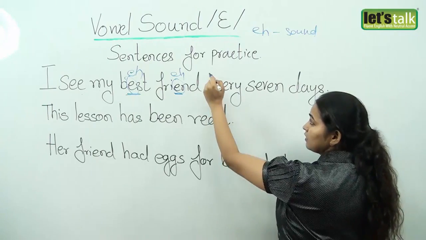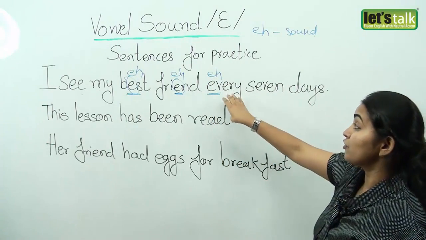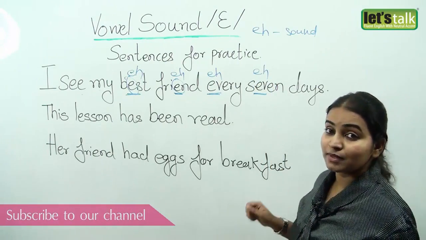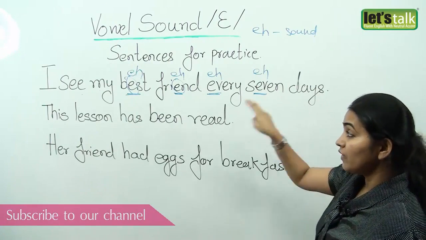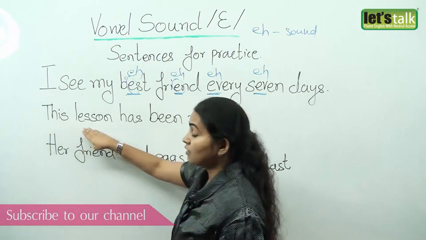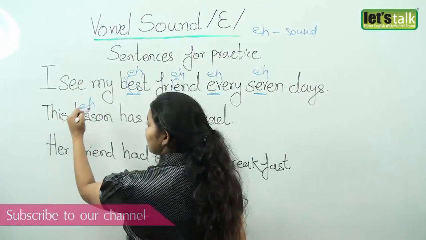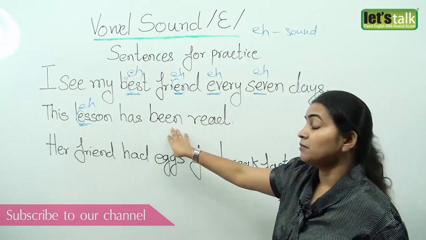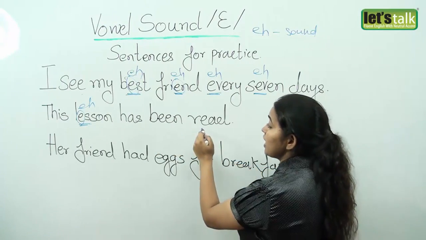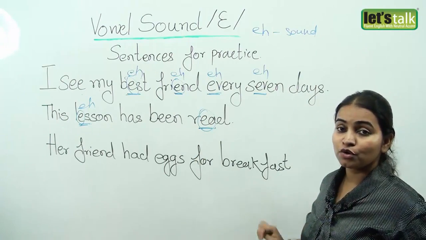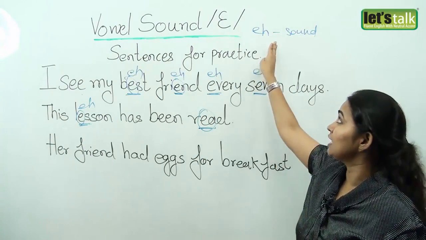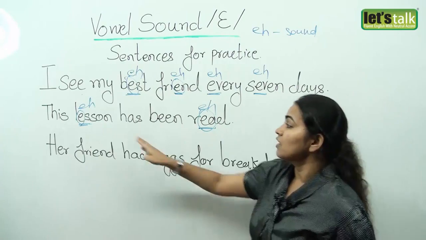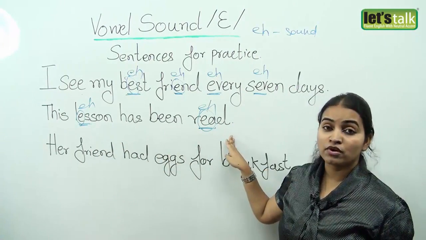Every, again the e gives me the eh sound. Every seven, I don't say seven, but I say seven days. Next sentence, this lesson, the eh sound given by the e in the word lesson, has been read. The ea, as we all know from the common spelling patterns, giving the eh sound gives me also the eh sound. So this lesson has been read.